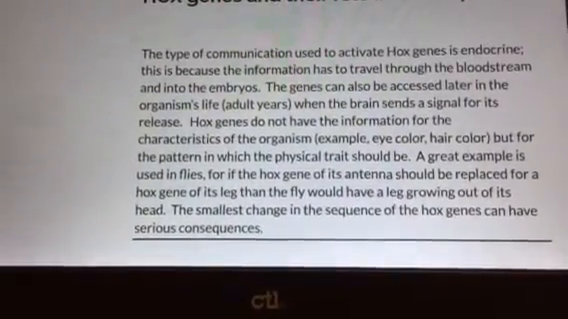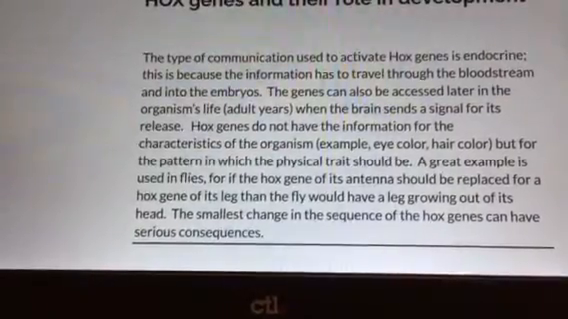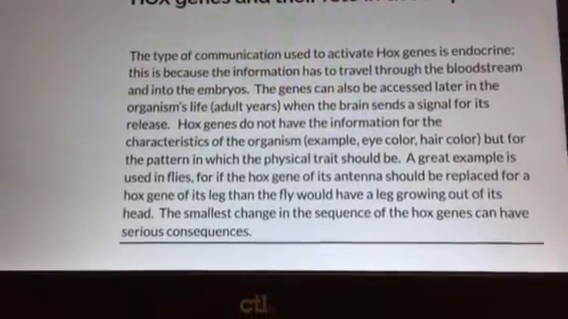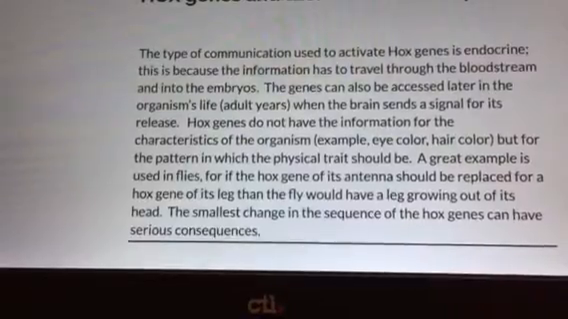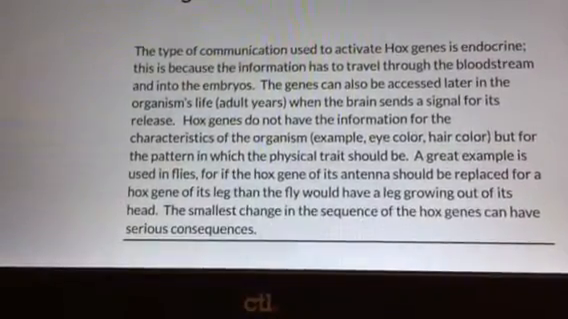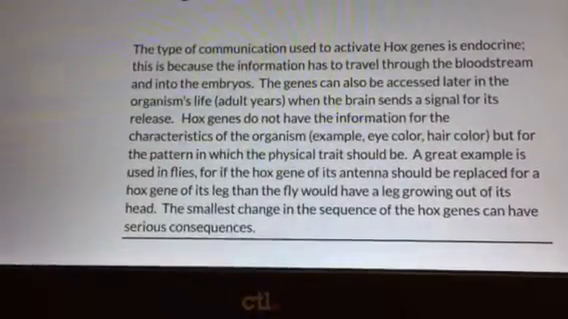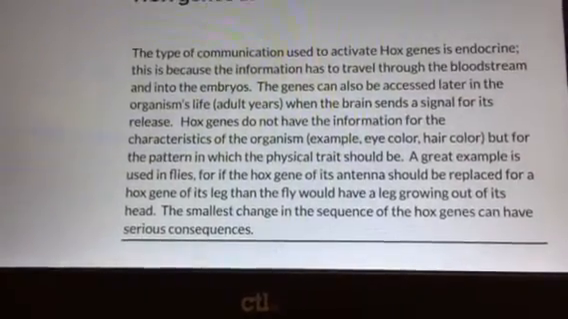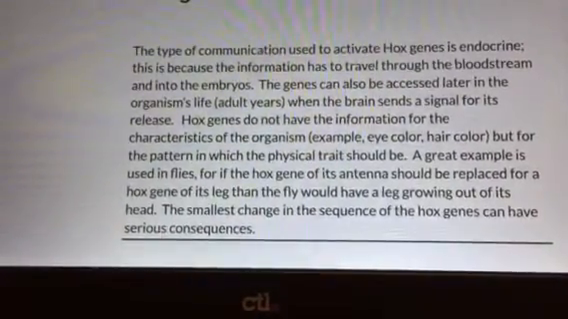The type of communication used to activate Hox genes is endocrine. This is because the information has to travel through the bloodstream and into the embryo. The gene can also be accessed later in the organism's life, in adult years, when the brain sends a signal for its release.